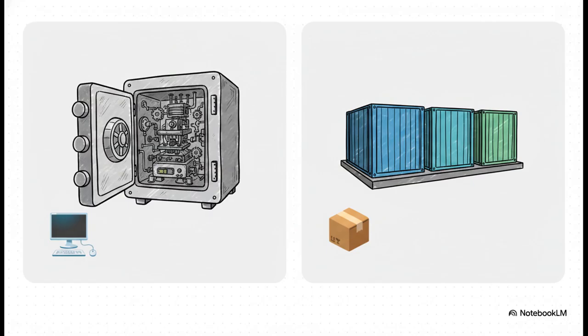But a Docker container, on the other hand, it's just an isolated process. It shares the host machine's operating system kernel. Sure, it's got its own file system and network, but it's incredibly lightweight. Containers start almost instantly and use just a fraction of the resources that a VM would need.